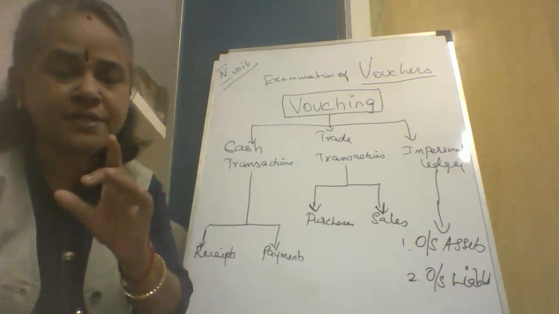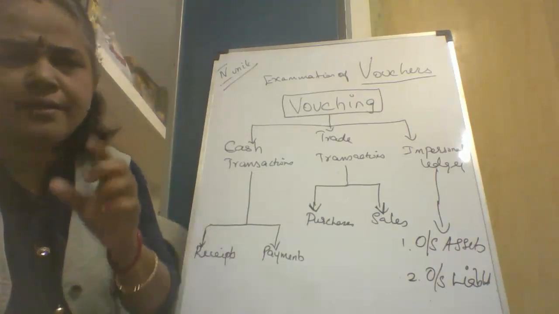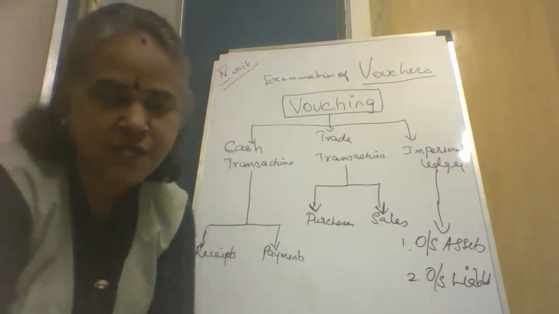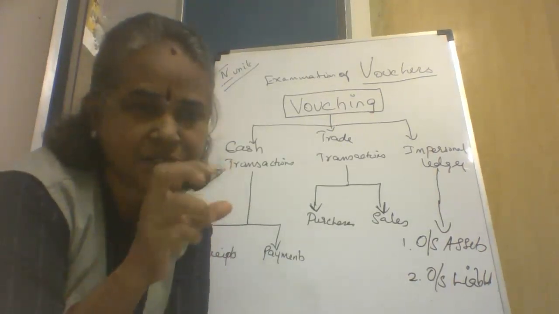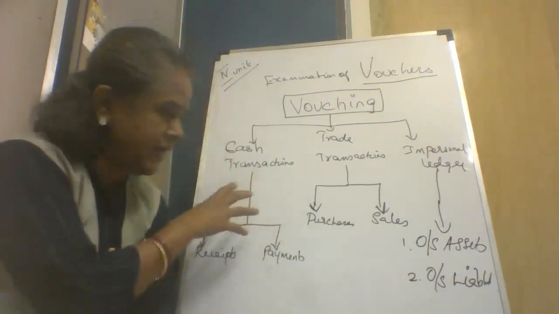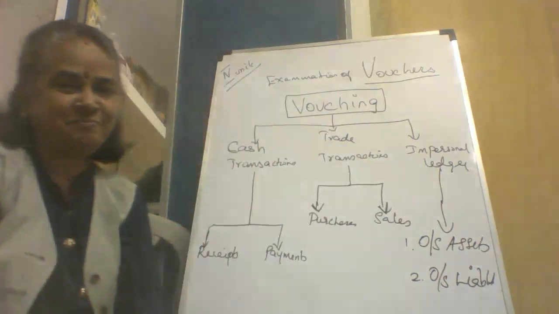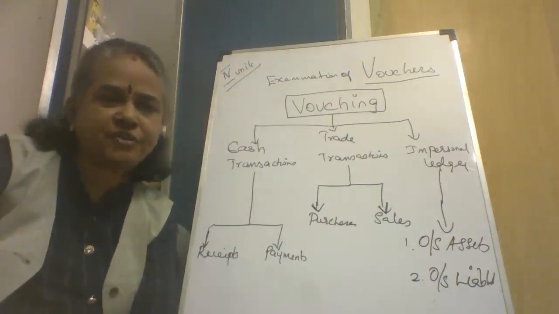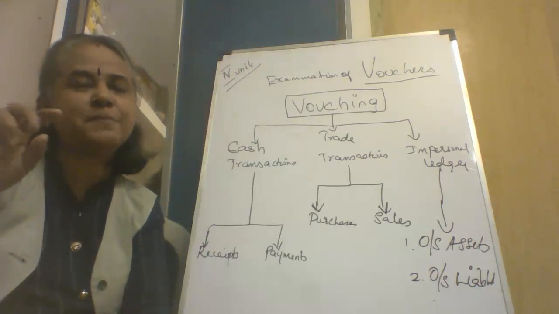I told you in previous classes, many times I used to say, transaction means an action which is denoted in terms of money. Right? So those transactions we can broadly classify into cash transaction, trade transaction, and impersonal ledger. What do you mean by impersonal ledger? Those things which are left out. Okay, left out apart from receipts, payments, purchases, sales.